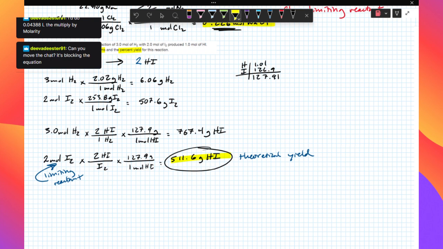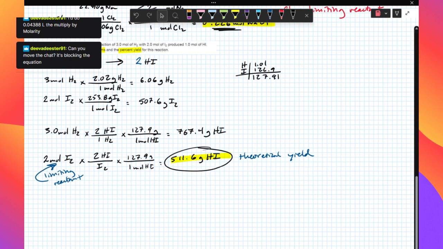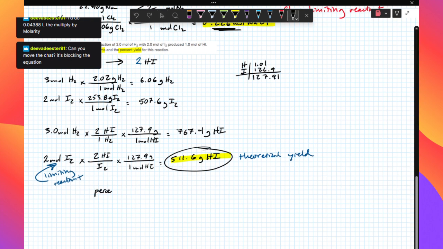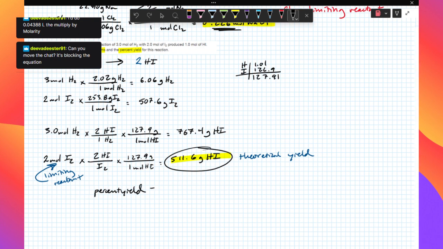What is our percent yield for this reaction? Well, let's take a look. So percent yield, this is a good formula to have memorized, is actual yield divided by your theoretical yield.